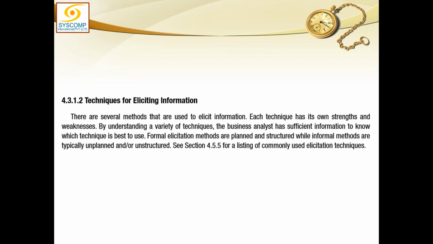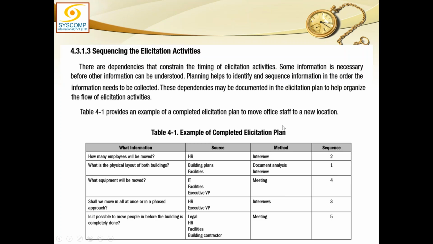What could be the technique for eliciting the information? There are several methods that are used to elicit information. Each technique has its own strengths and weaknesses. By understanding a variety of techniques, the business analyst has sufficient information to know which technique is best to be used. Formal elicitation methods are planned and structured, while informal methods are typically unplanned and unstructured. For the list of commonly used elicitation techniques, let's move on to section 4.5.5. So, we'll discuss that there.